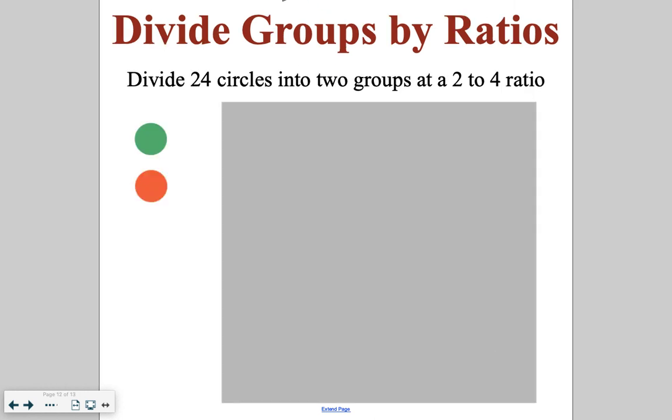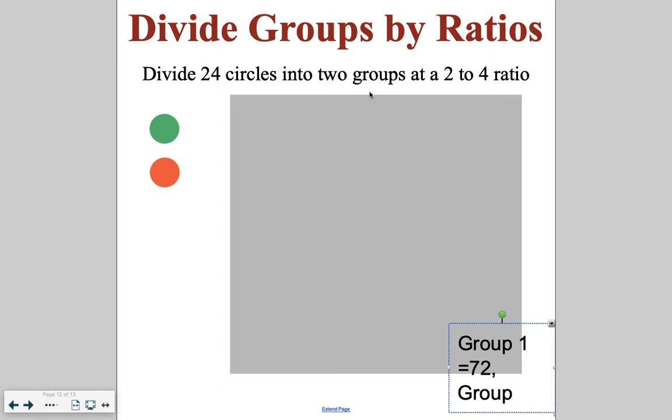I want you to go ahead and try this on your own, drawing the circles onto your paper. When you type the answer into Edpuzzle, I want you to type it in so that it says group 1 equals, and then put your answer for group 1. So group 1 equals, and then you'll put your number, so we'll just say 72. Then you'll say comma, group 2 equals, and then you'll type your number for group 2. So go ahead and try this one on your own.